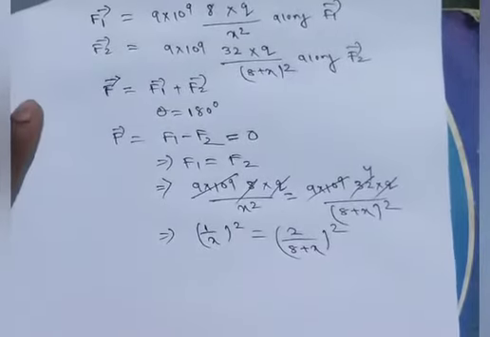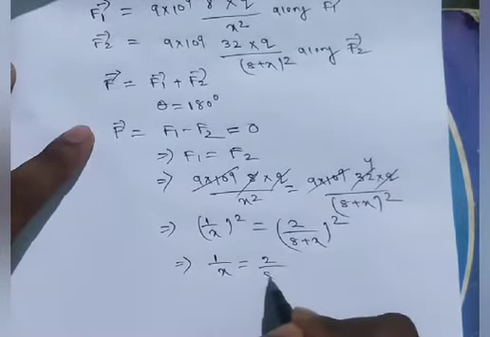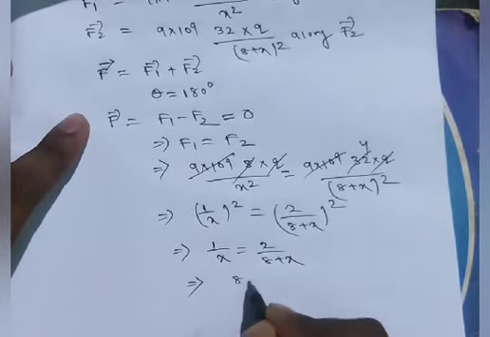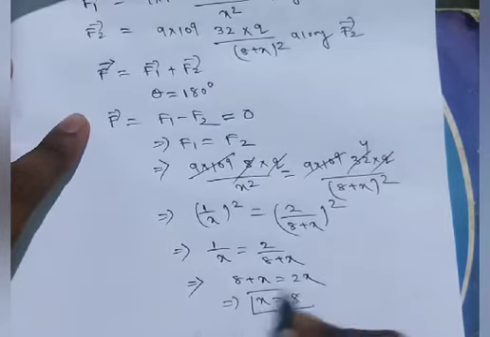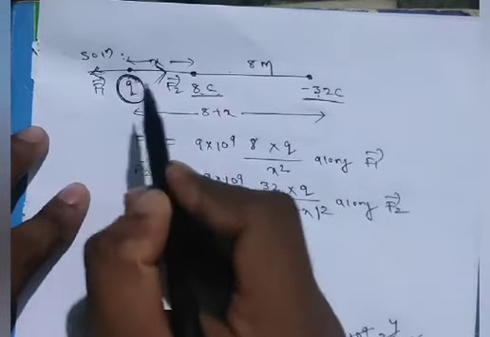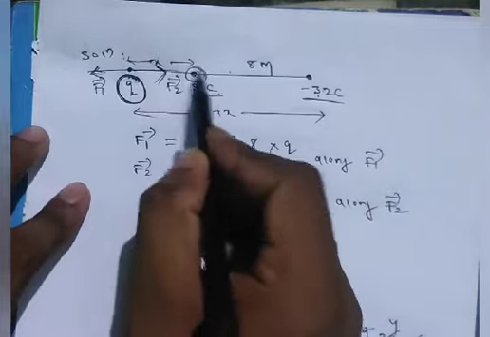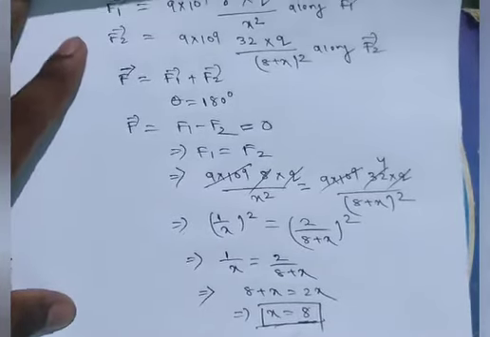If we take the square root on both sides, it will simply be 1 by x equals 2 by 8 plus x. If we cross multiply, it will be 8 plus x equals 2x, and that gives x equal to 8 meter. So the charge Q will be in equilibrium when it is placed at a distance of 8 meter from the charge 8 coulomb, because we got the value of x equal to 8. Now I shall go to the next question.